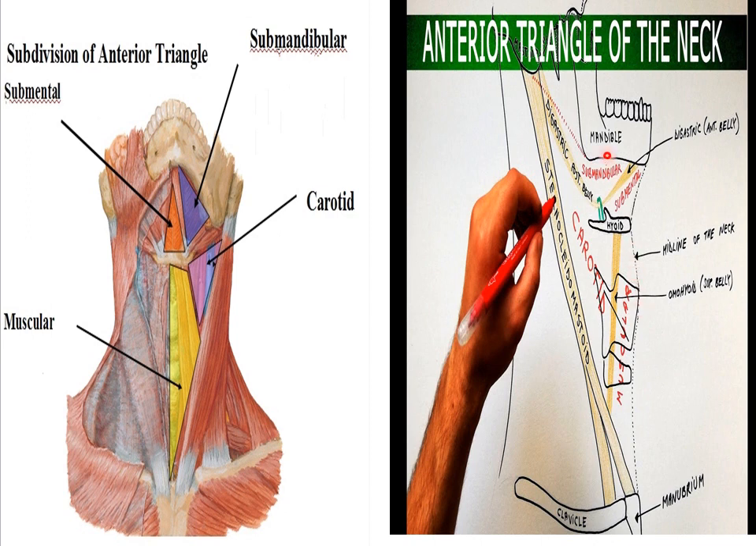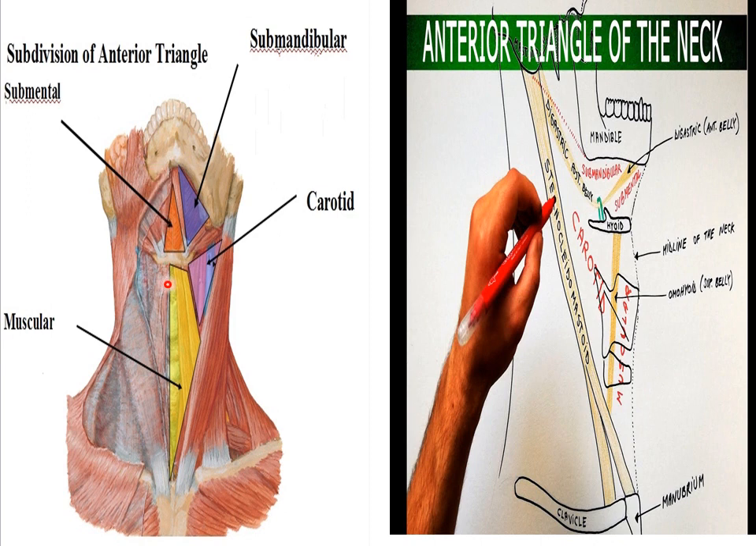Superiorly, the anterior triangle is bounded by the base of the mandible. Superiorly it is bounded by the base of the mandible. So this is also known as the base of the anterior triangle. We can see here, this is the base of the anterior triangle, which is formed by the lower border of the mandible or the base of the mandible.